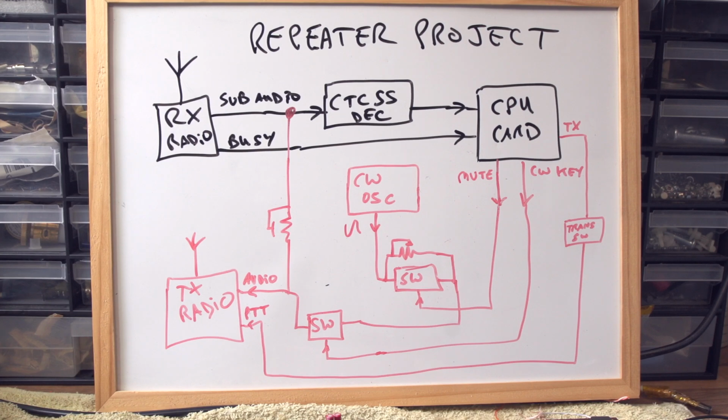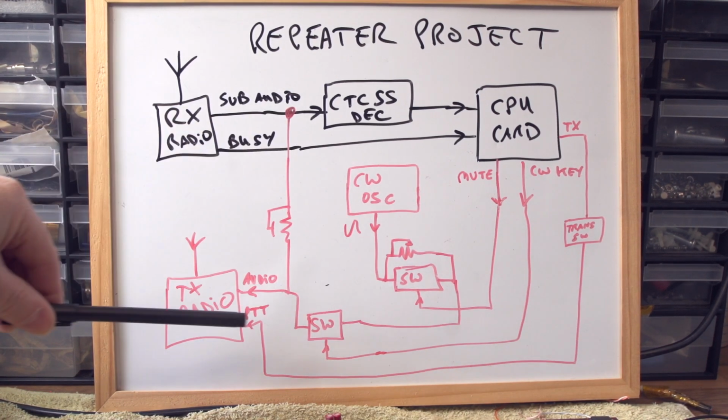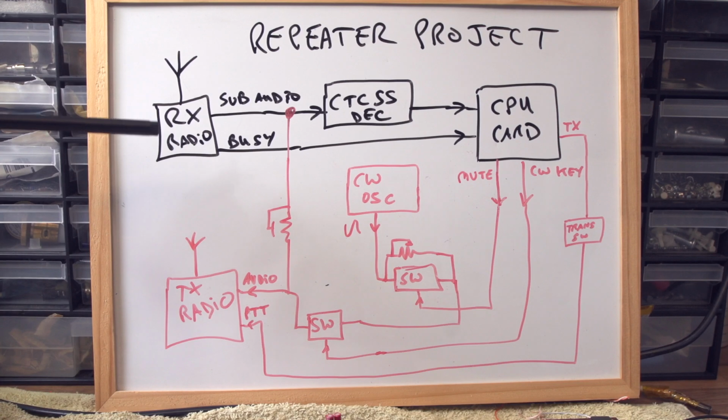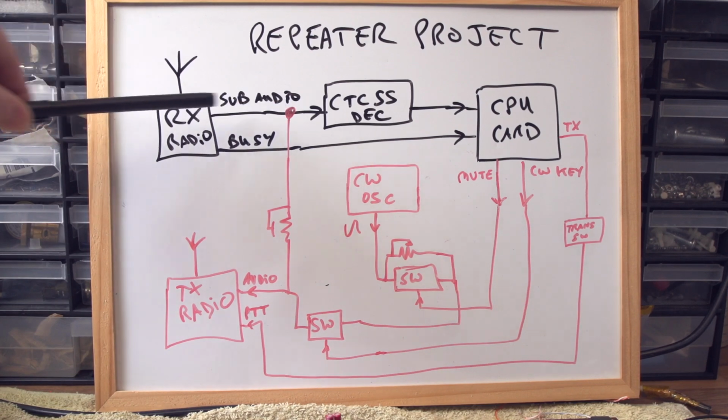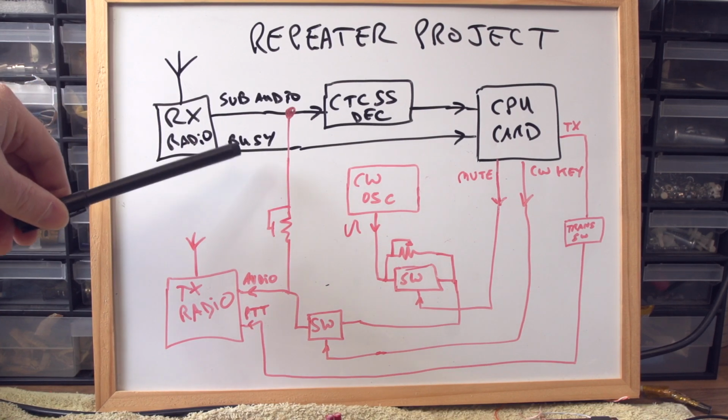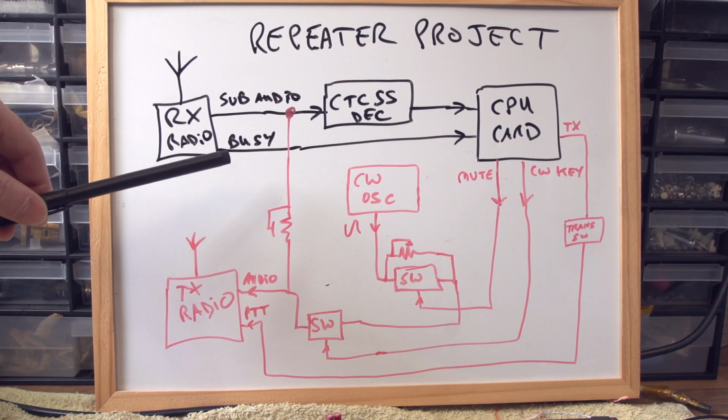Here is an overall view of what the project is all about. This is our repeater project in block form. So we'll have 2 radios here, a receive radio RX, transmit radio TX there. Pretty much everything in red has to do with the transmit side, and what's in black is on the receive side. So from the radio we'll have 2 outputs, a sub audio discriminator output, which is a full spectrum audio output from the radio. There's no filtering from the discriminator there. We also have a busy line or squelch line, which detects the presence of a carrier.